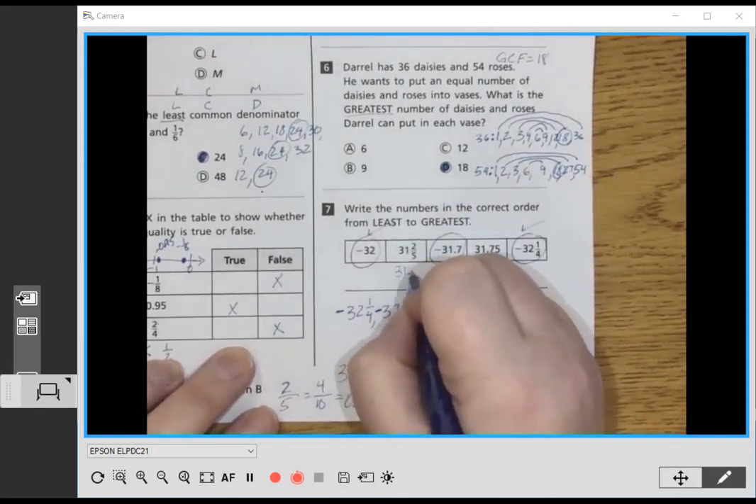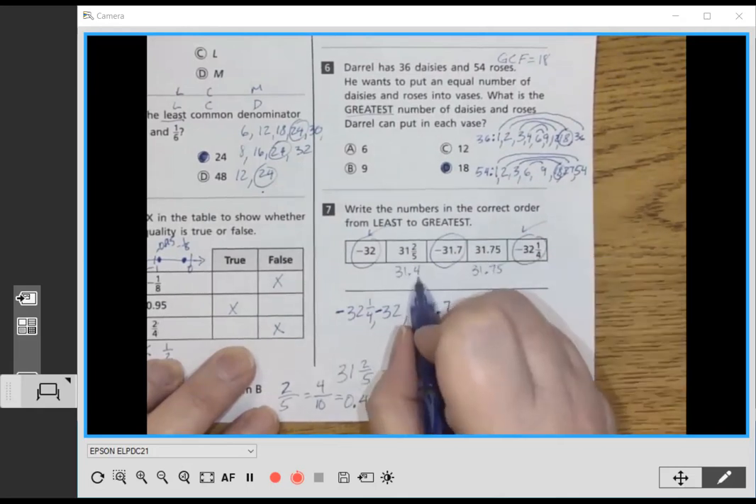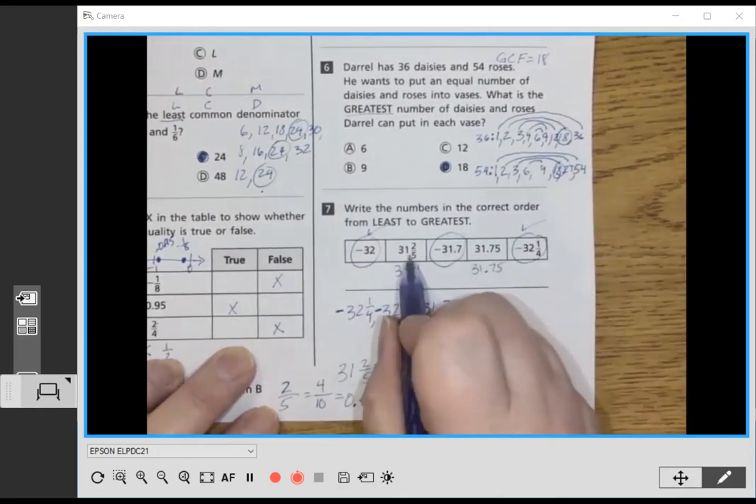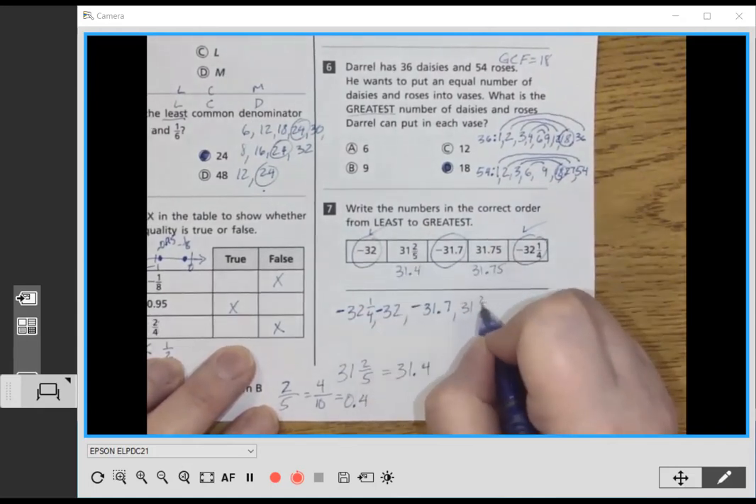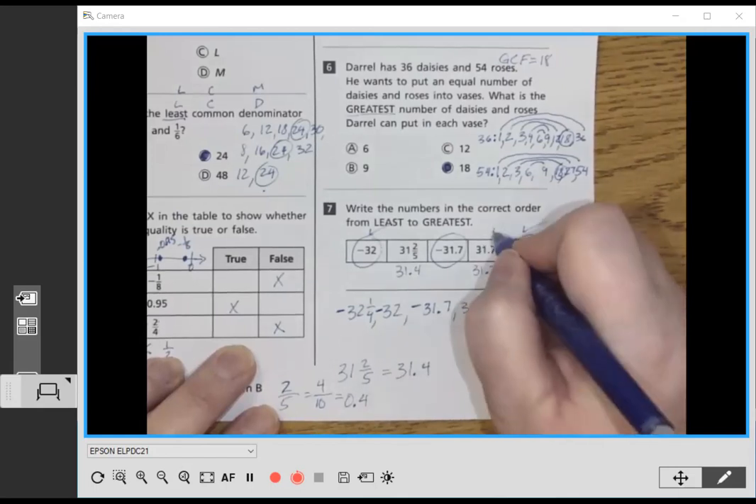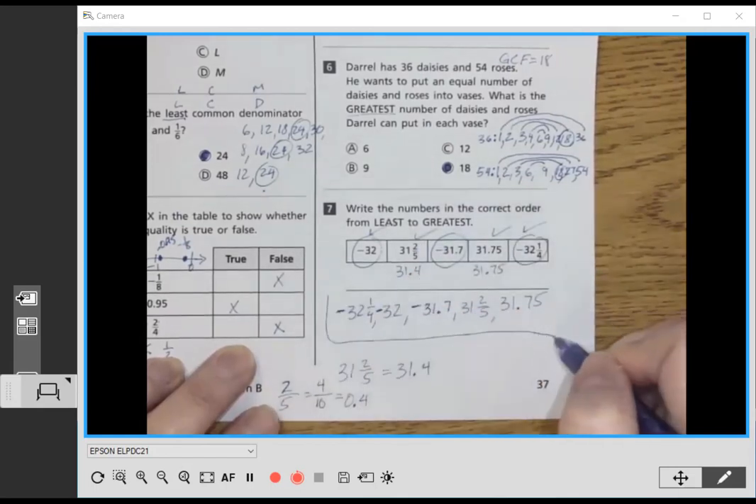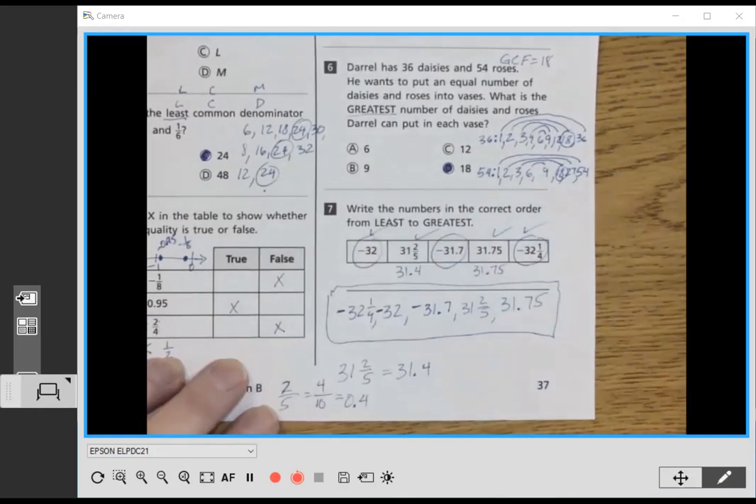So 31.4 compared to 31.75. 31.4 is smaller. So we'll write that next. Instead of 0.4, though, remember it was 2/5. So 31 2/5, and then 31.75. And that is our proper order from least to greatest.